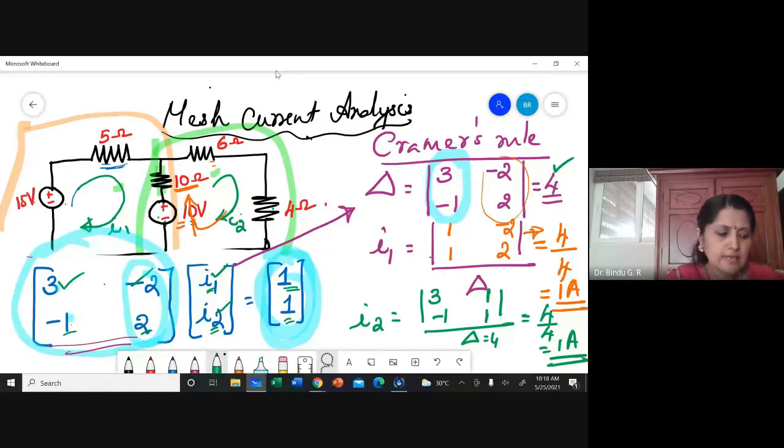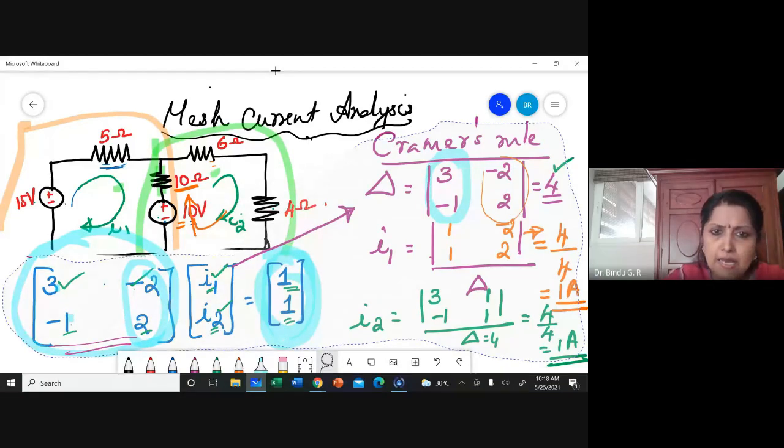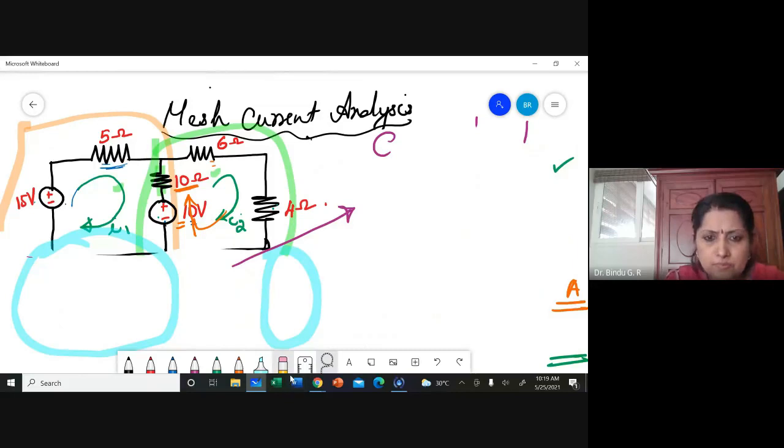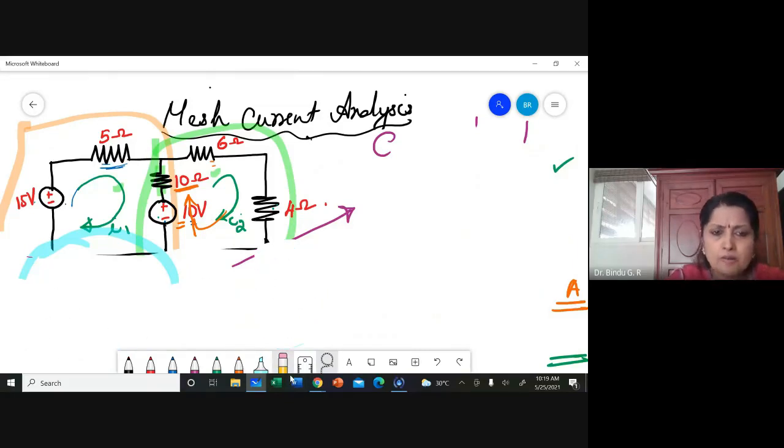Hope this is clear. Now, what I want to tell you is, instead of going through the whole process of writing the equations, I have understood that even by just an inspection of all these, I can write the matrix equation and find out. Let's see how. Okay.